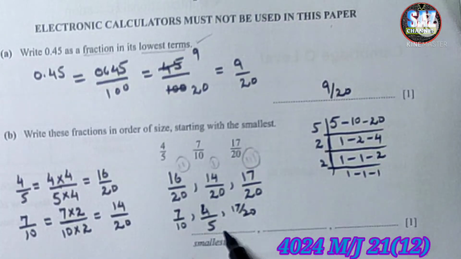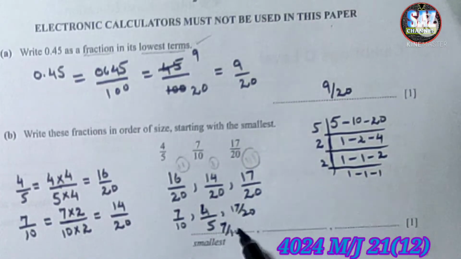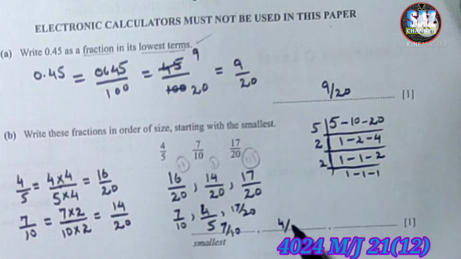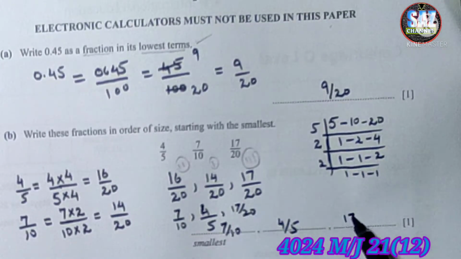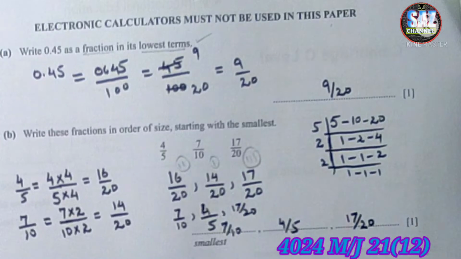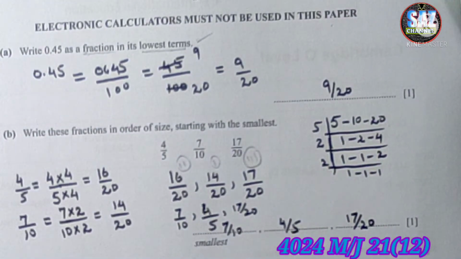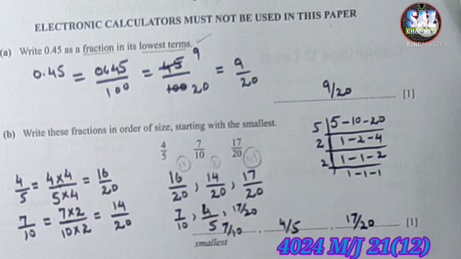And now I have to write down the answer here. 7 by 10, then 4 by 5, and 17 by 20. Really easy question. Here we just have to keep the rule in mind that in case of different denominators, take the LCM and make the denominator same for all the fractions. Then you can get the answer easily, and never write the answer in form of the working that you have done. Always give the answer in form of the original question. And let's move to the next question.